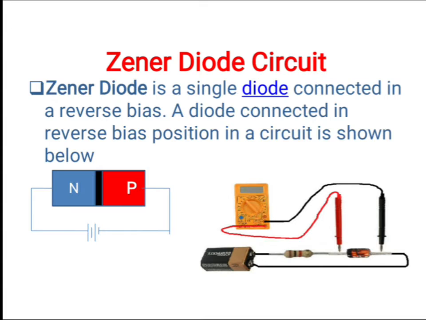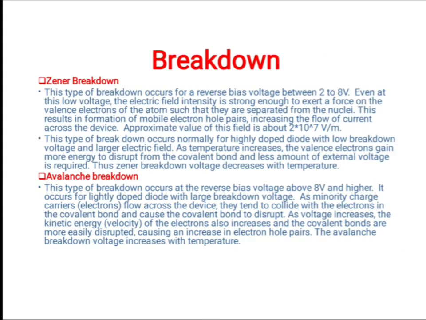Now let's see the circuit diagram for the Zener diode. Since the doping is more, the depletion width will be thin, and the Zener diode is mainly useful in reverse bias. In forward bias, it is normal like a PN junction diode. In this diagram you can see how it is connected, with batteries and all. You measure the voltage using this multimeter, which is kept in parallel. Now let's go to the types of breakdown.